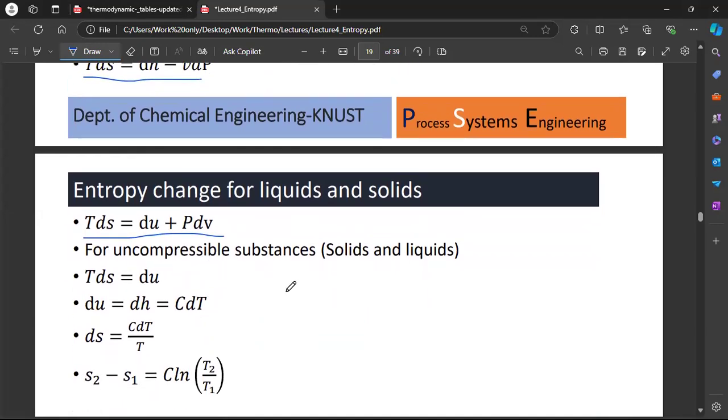Now, when we are dealing with substances that cannot be compressed, or incompressible substances, their volumes wouldn't change significantly, right? So it means that this dV term here can go to zero. All that will be left is TdS equal to dU. We see this when we are dealing with liquids and solids. So I can say that TdS is equal to dU for substances that are incompressible. Then dU, in this case, will be equal to dH, and we said that we can represent that with C dT, where C is our heat capacity.